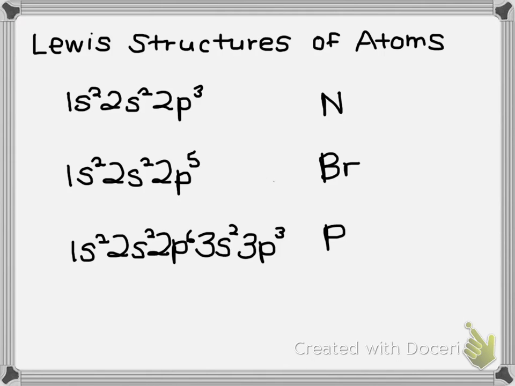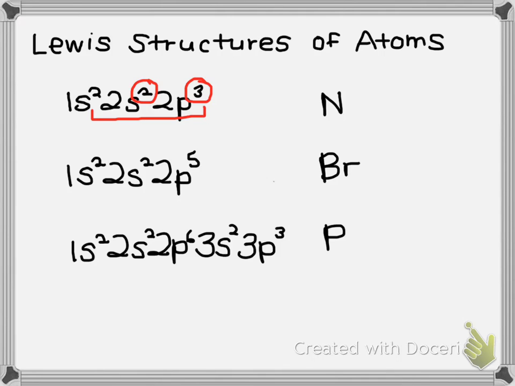So let's take a look at nitrogen. We see the electron configuration of nitrogen is 1s2, 2s2, 2p3. So the valence level is energy level 2, and it has 2 electrons in the s sublevel and 3 electrons in the p sublevel, for a total of 5 valence electrons. So the 5 valence electrons we will draw as dots around the nitrogen.